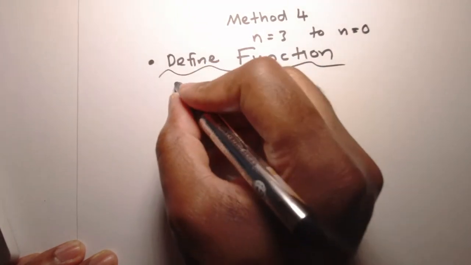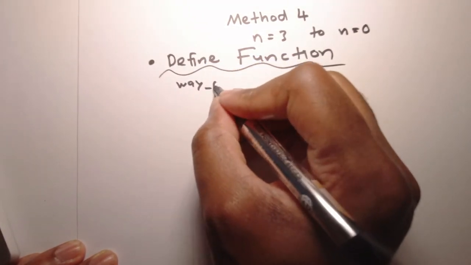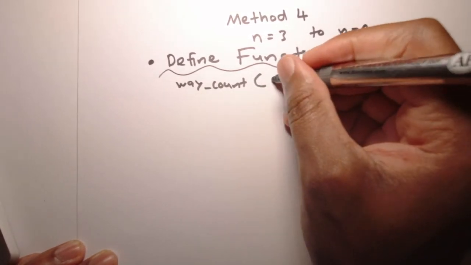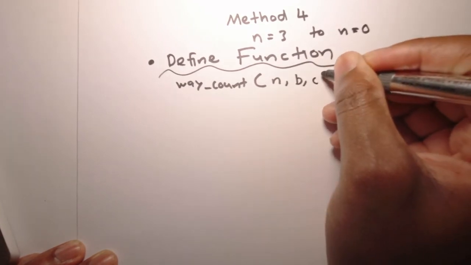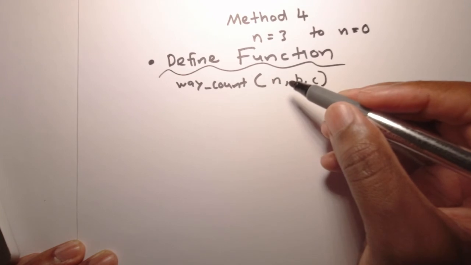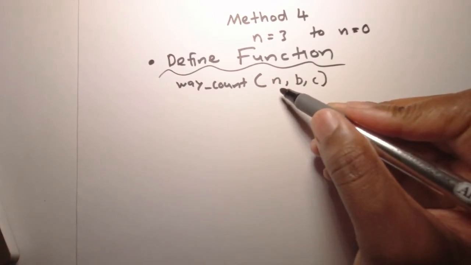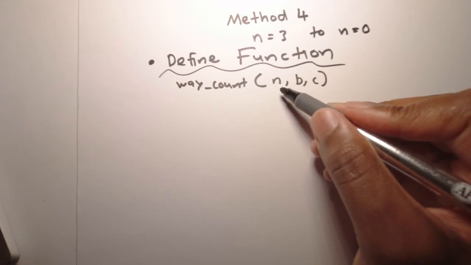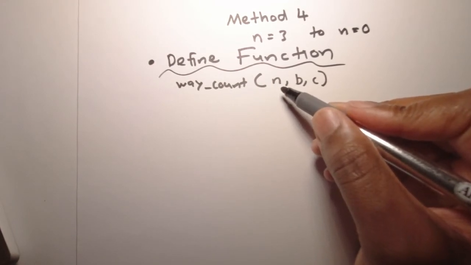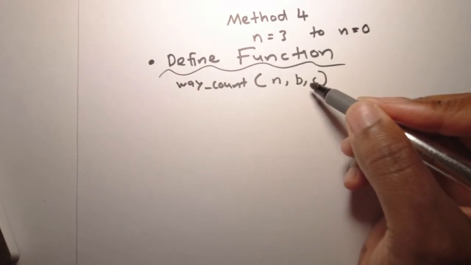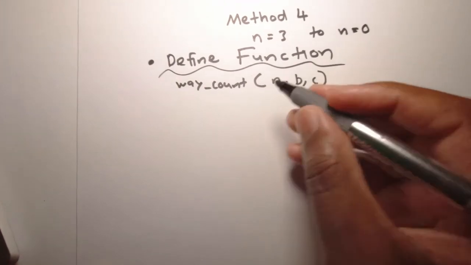We're going to define a function called way count, and this will take the independent variables, which are n, b, and c. N represents the number of characters in the string to be selected. As we mentioned, n goes from 3 all the way to 0. And when n is 0, that indicates that we can no longer select any characters. B and C respectively represent the values of B and C that we can select.